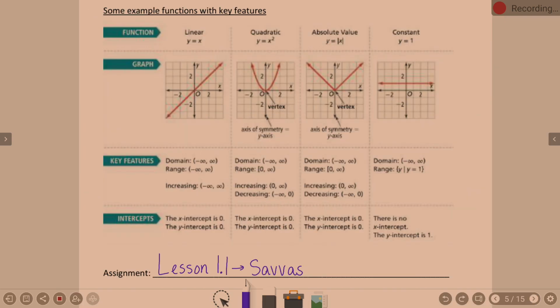Okay, the last page, there's nothing I need to do on that. It was just a chart I grabbed from the book. It gave you some examples that might be helpful to refer to when you're doing homework. Gives us a linear, quadratic, absolute value, and constant examples.